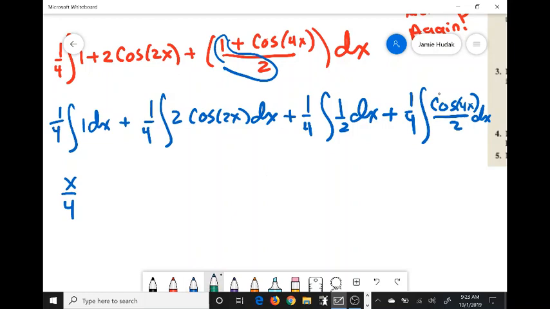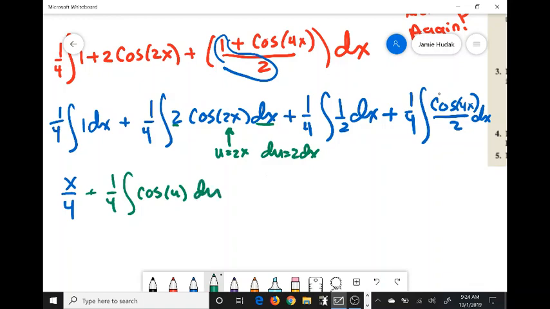Here, this next one, we need to use u substitution. So let u equal 2x, then du equals 2 dx. We have our 2 dx. So this is plus 1/4 the integral of cosine u du. Here I have 1/4 times 1/2, that's 1/8, and we're going to get an x over 8 from that.